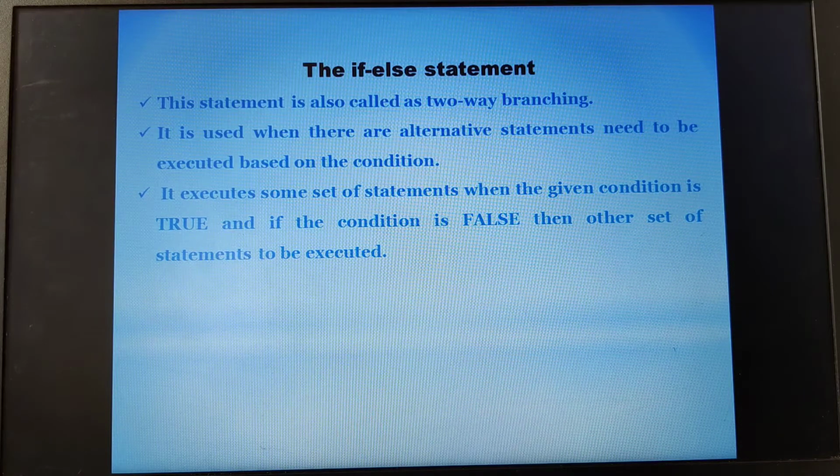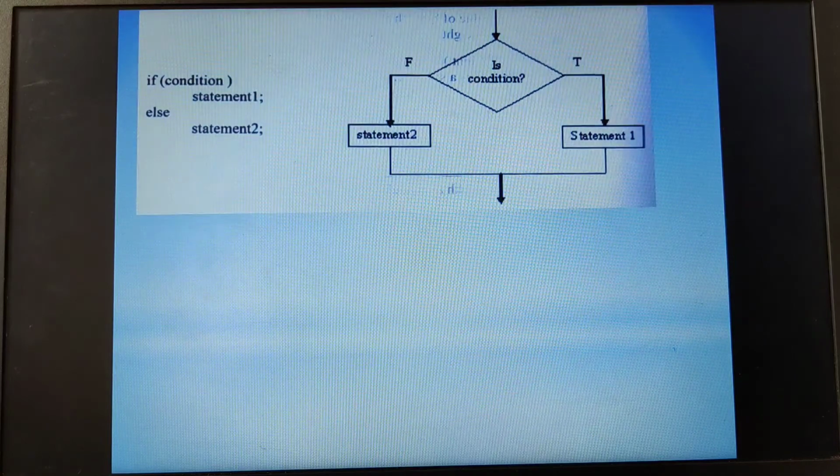But in the case of simple if, the true statement is executed only when the given condition is satisfied, and otherwise the control just skips to the next statement. Here in if-else, depending upon the condition, we can execute either the true statement or the false statement. Now we shall see the syntax. Look at this. It is called a two-way branching statement. We have two ways here, either true or false. Therefore it is called two-way branching.